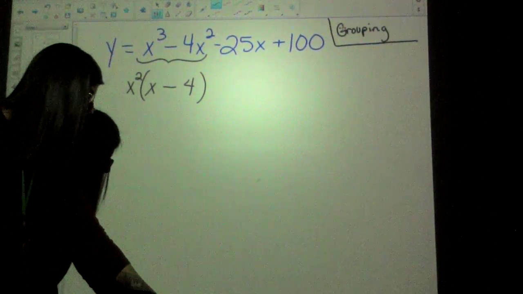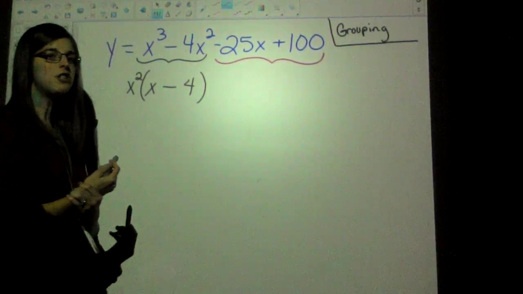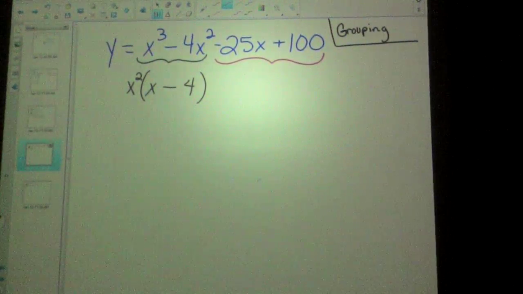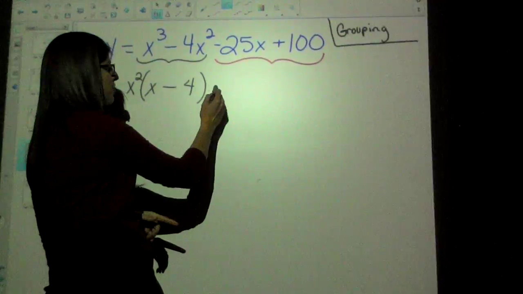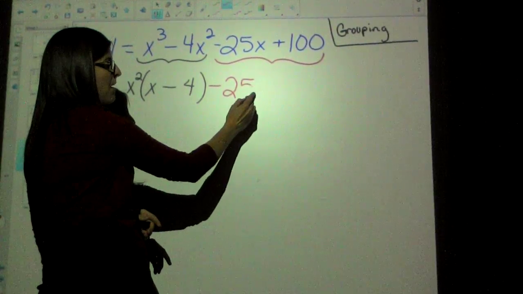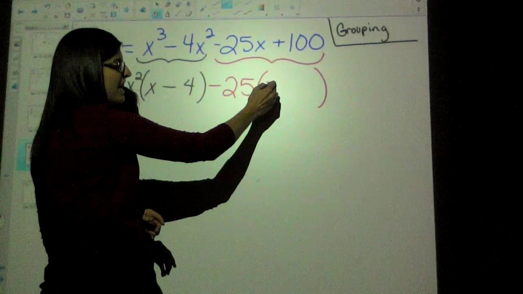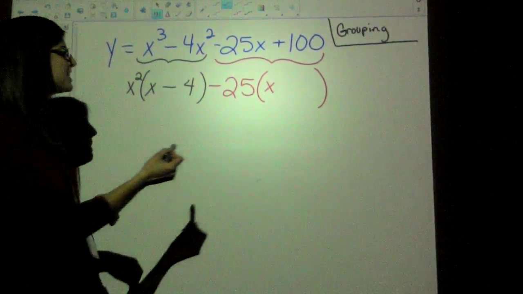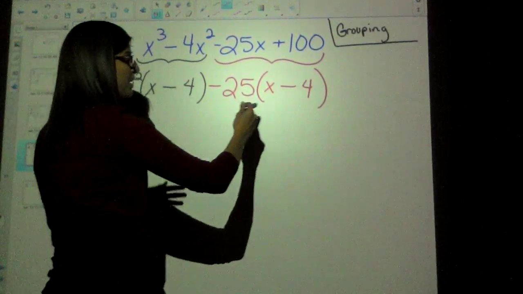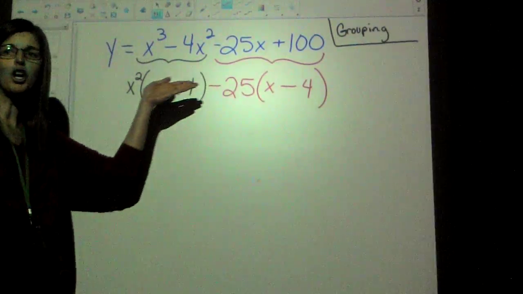So now, look at the second two terms. What should you factor out? 25. I heard two answers. Negative 25 is a better option, and I'll show you why. If you take out minus 25, you're left with positive x for the first term. What are you left with for the second term? Minus 4, and that's really pretty magical because now you have an x minus 4 in each of the terms.